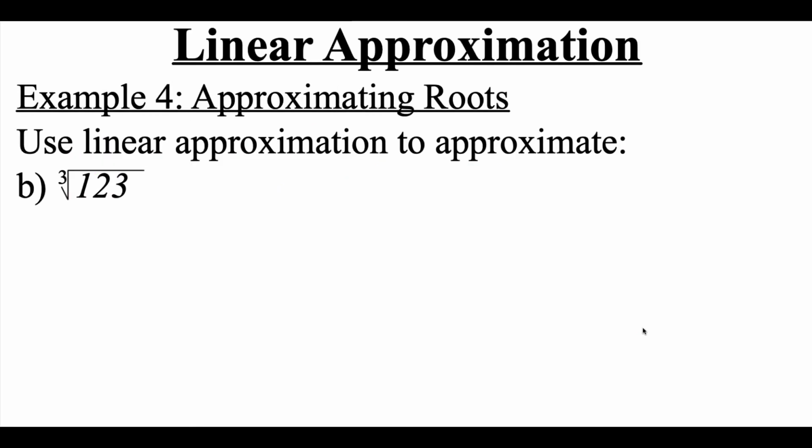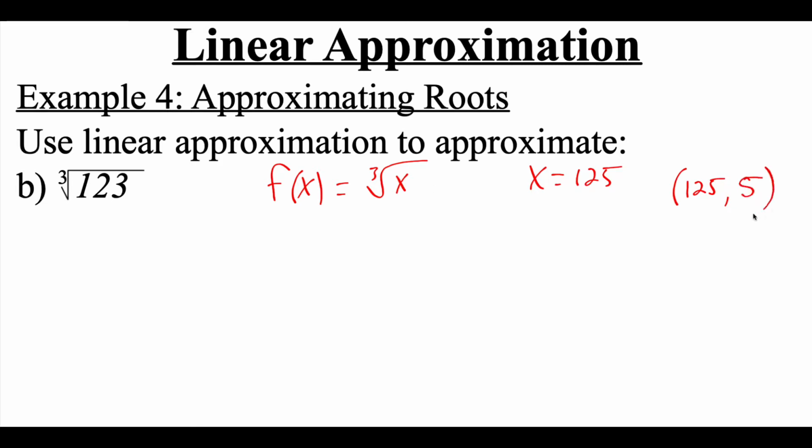And then the last example that we're going to look at is using linear approximation to help us approximate the cube root of 123. So again, we're going to need a function, and because we're doing a cube root, let's let our f of x function just be the cube root of x. Now the closest perfect cube to 123 is an x value of 125. So if we build our ordered pair, we've got 125 as the x value. The cube root of 125 is just 5. So this is our a, and this is our f of a.